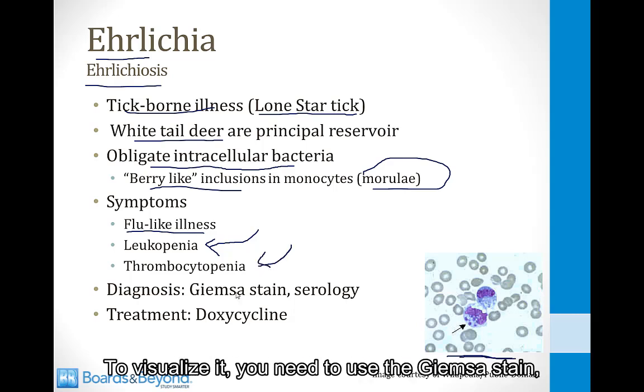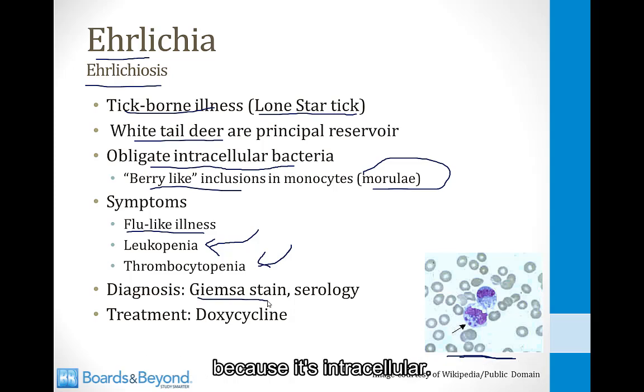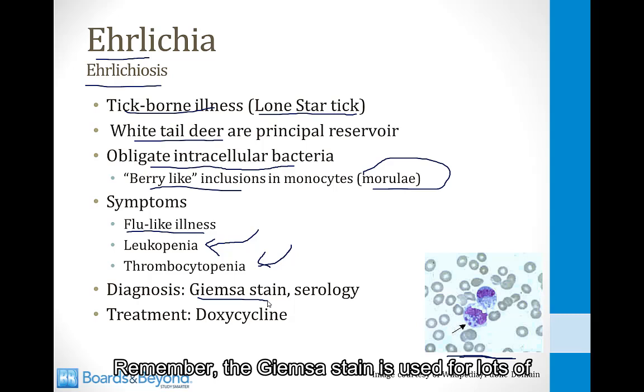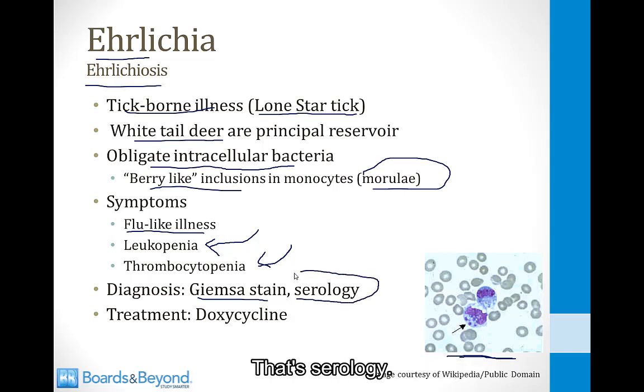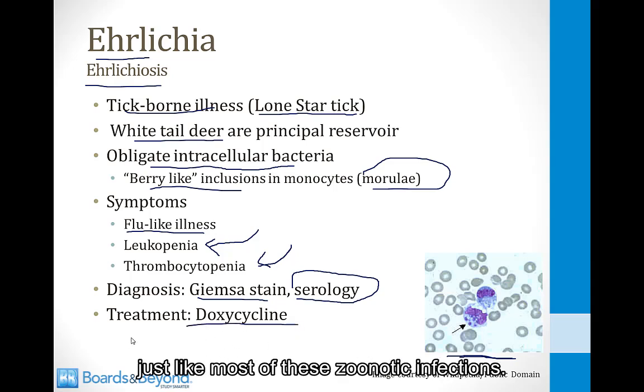To visualize it, you need to use the Giemsa stain because it's intracellular. And remember, the Giemsa stain is used for lots of intracellular organisms like chlamydia and malaria and others. You can also diagnose it with antibody tests, that's serology. And the treatment is doxycycline, just like most of these zoonotic infections.